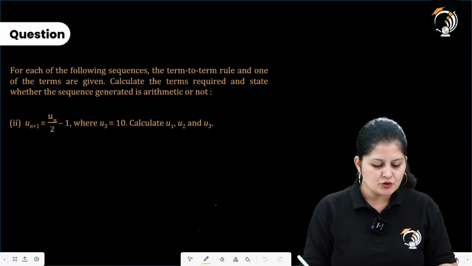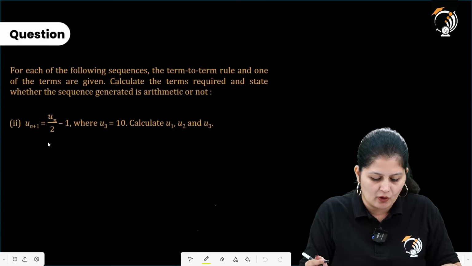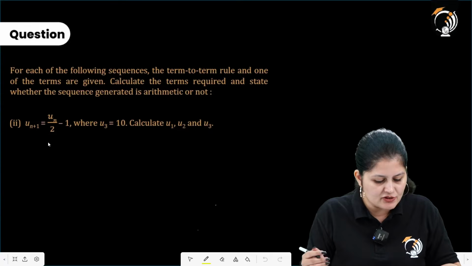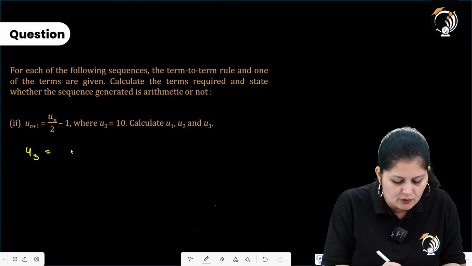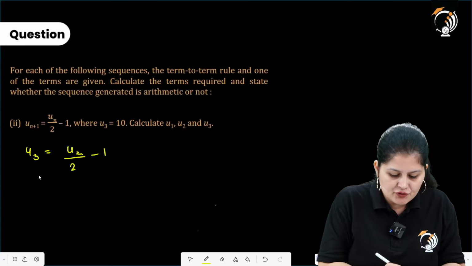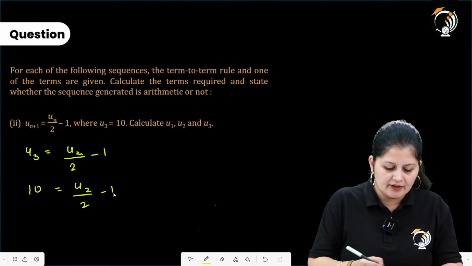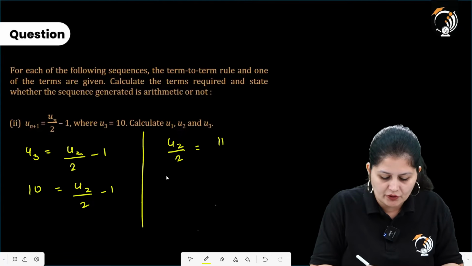Understood? Moving to the next part of the question, which says that when u3 is equal to 10, we need to get the value of u1, u2 and u3. So u3 is already provided to us, so we are simply going to write it as it is. But in order to get the value of u2, we know that u3 is equal to u2 over 2 minus 1. So we put the value of u3, which is 10, equal to u2 over 2 minus 1. That is going to be u2 over 2 is equal to 11. So the value of u2 is going to be nothing but 22.